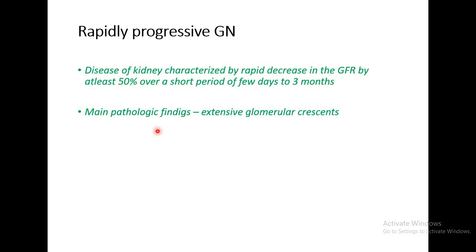So RPGN is nothing but a disease of the kidney which is characterized by a rapid decrease in glomerular filtration rate by more than 50%, or at least 50%, over a short period of a few days to 3 months. So whenever there is a rapid decrease in GFR of more than 50% within a few days to 3 months, along with that there are extensive glomerular crescents. This is nothing but an increase in the cellularity in the Bowman space due to inflammation.